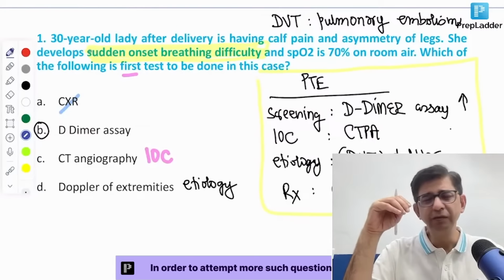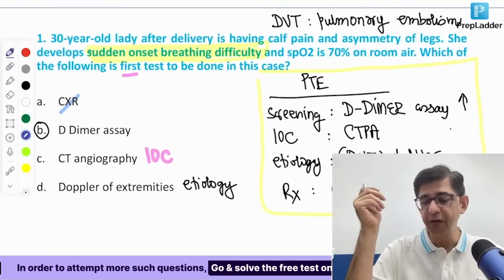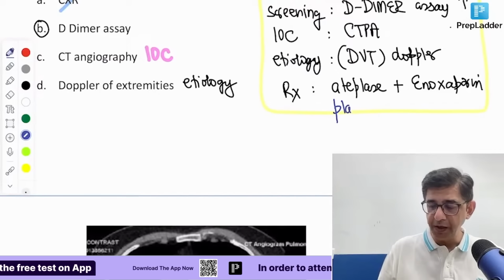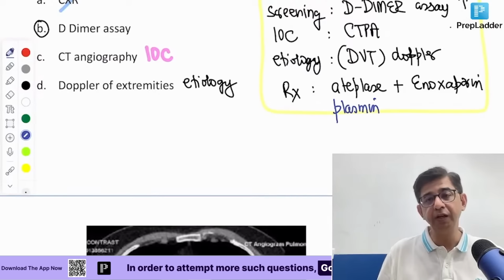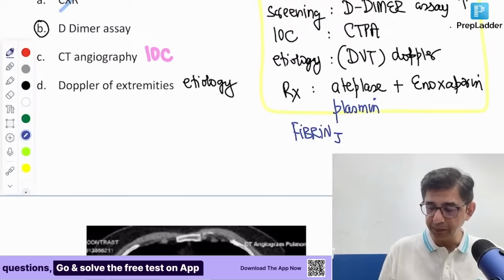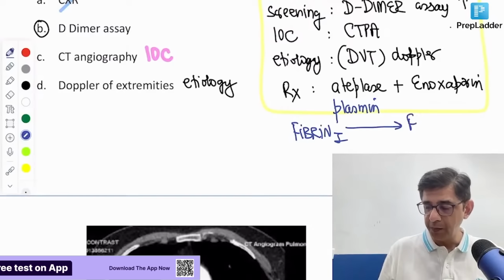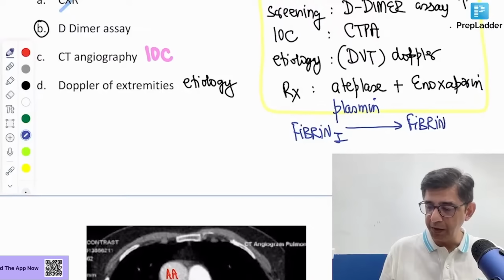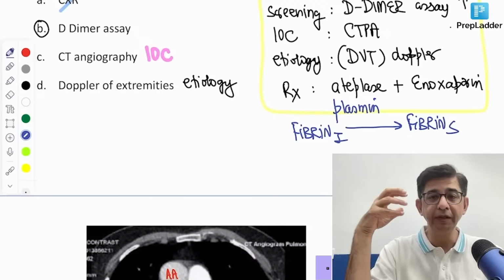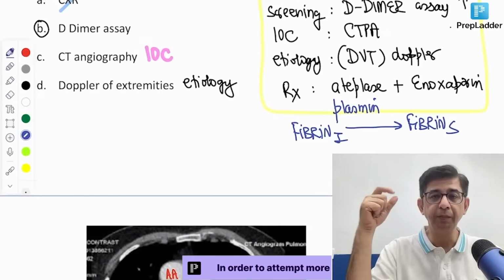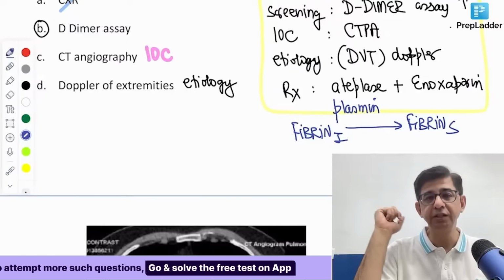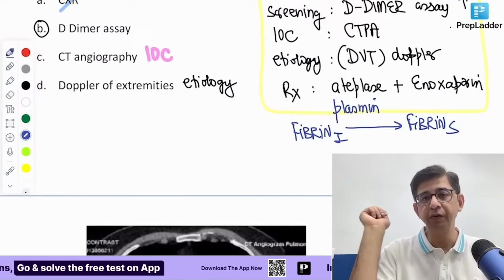How does L-teplase work? Well, it is a fibrinolytic drug, so it will generate plasmin. The mechanism of action of L-teplase is that it is a fibrinolytic drug. It will generate plasmin, and this plasmin will be converting fibrin insoluble into fibrin soluble. It's a generator of plasmin, a plasminogen activator. What is plasmin? It's a clot busting medication that will convert fibrin insoluble into fibrin soluble.